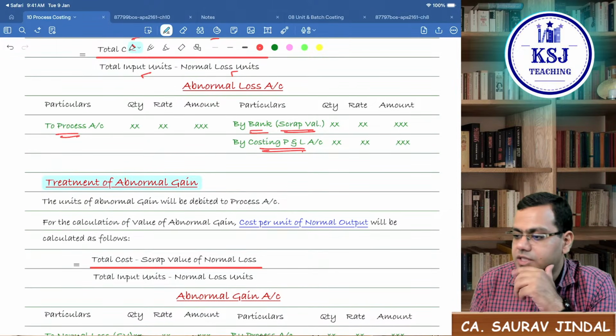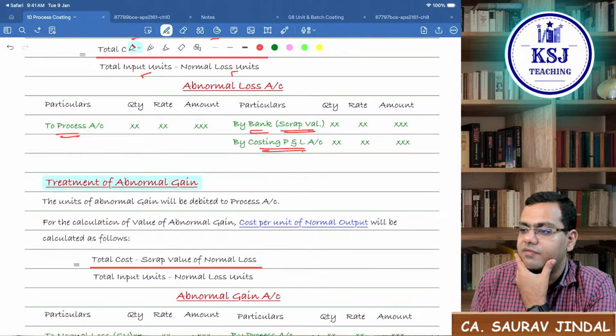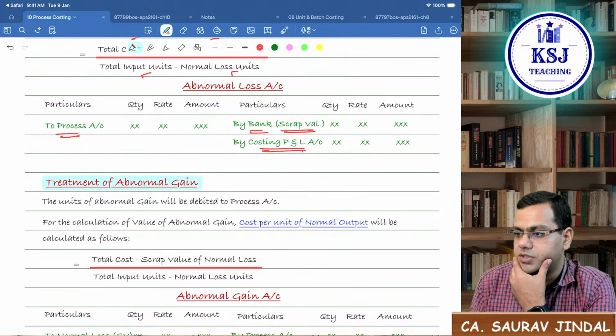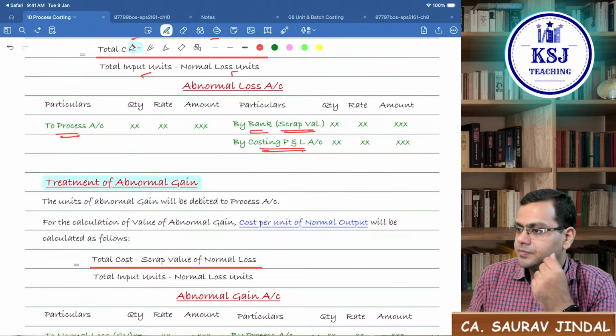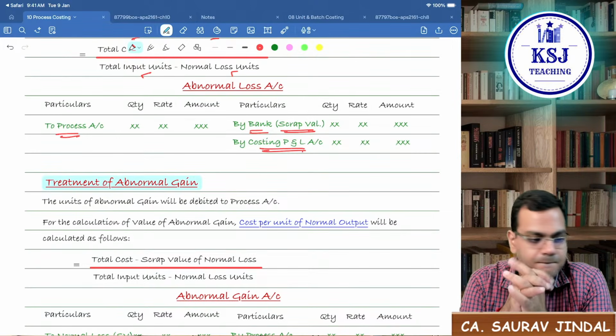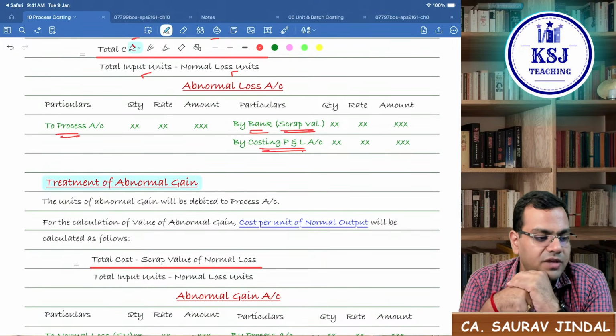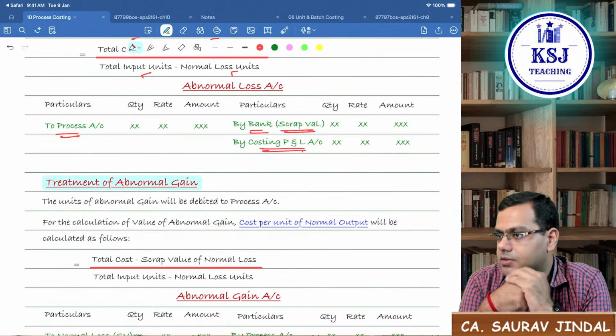Yes. Any doubts in the abnormal loss, guys? Please let me know if you have any doubts in abnormal loss.